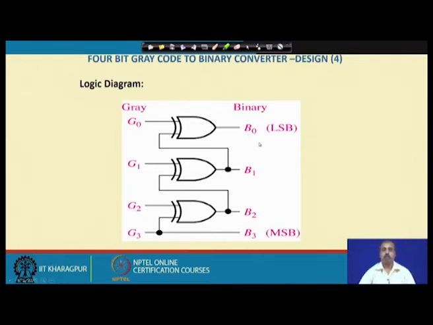This is possible because XOR is a linear function that we have seen, and so it is associative in nature. You can do the XORs in either order. That way it is giving us the flexibility. So, you can do this for gray code to binary code conversion.